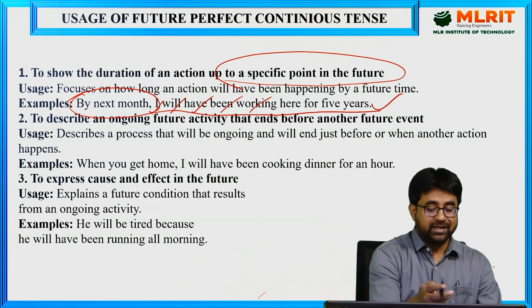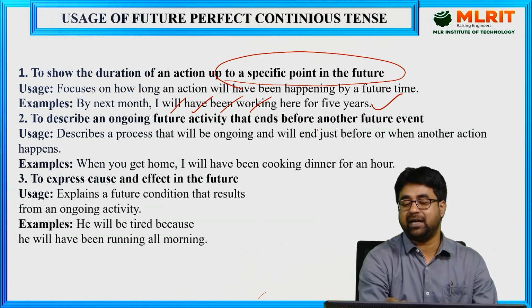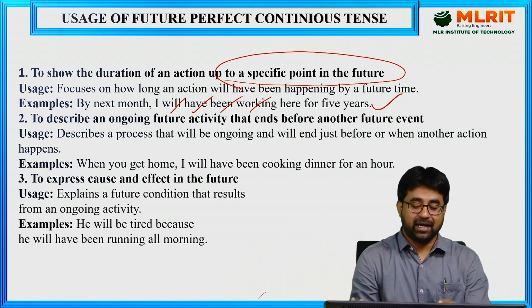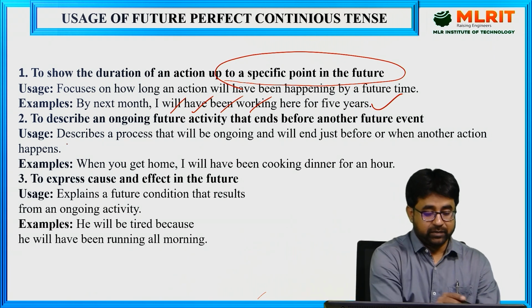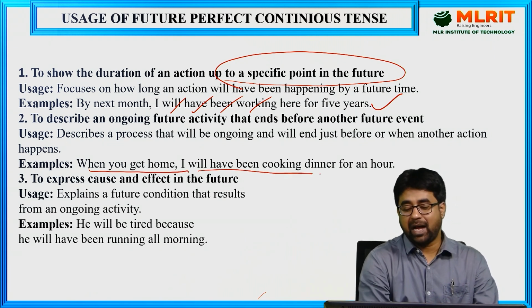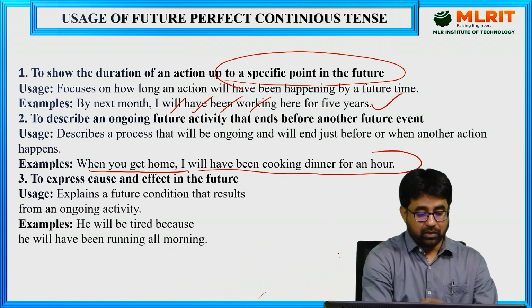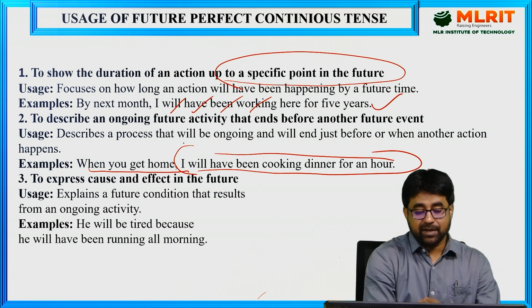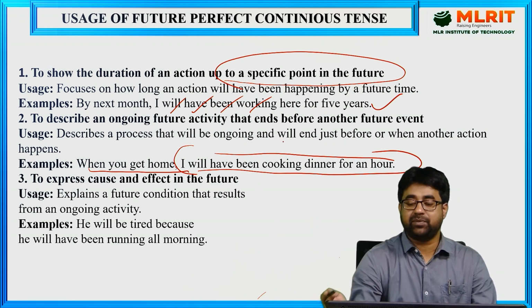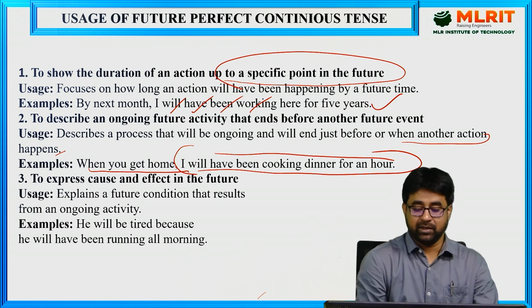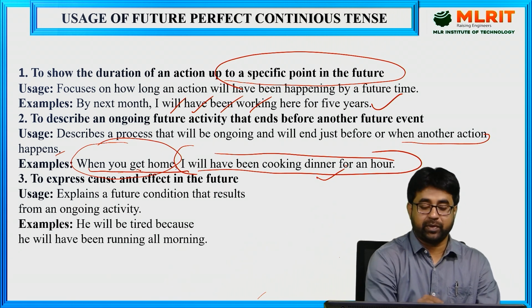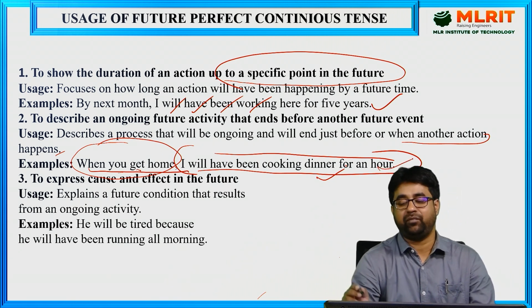Fine. 2. Describe an ongoing future activity that ends before another future event. So if you are talking about an ongoing future activity that ends before another future activity, see the example. When you get home, I will have been cooking dinner for an hour. It describes a process that will be ongoing and will end just before or when another action happens. So this is the ongoing activity, cooking, and that will get over just during this time when this action will take place. When you get home, I will have been cooking dinner for an hour. Fine.